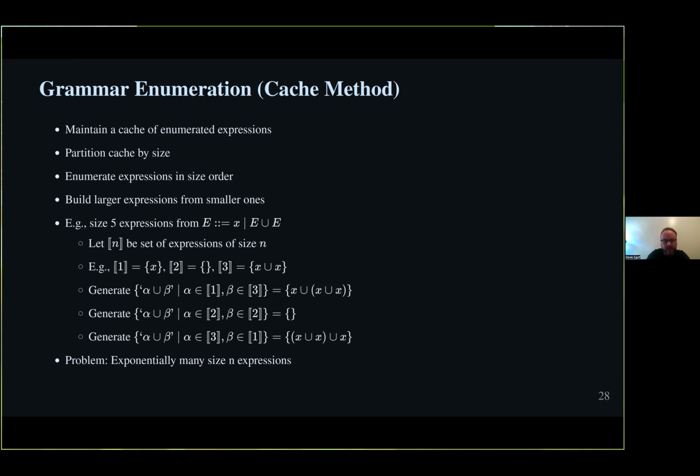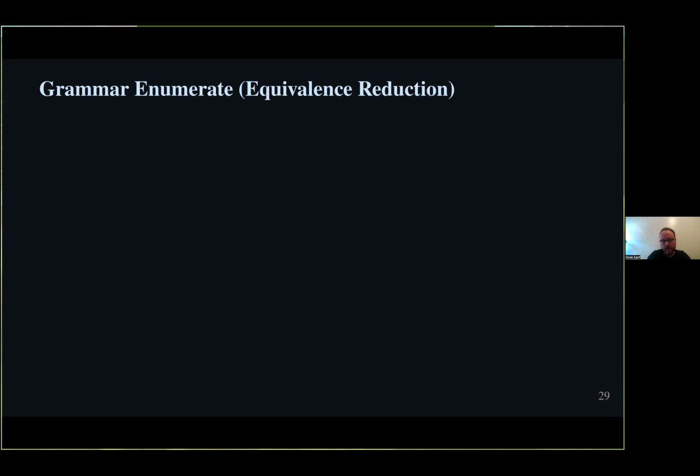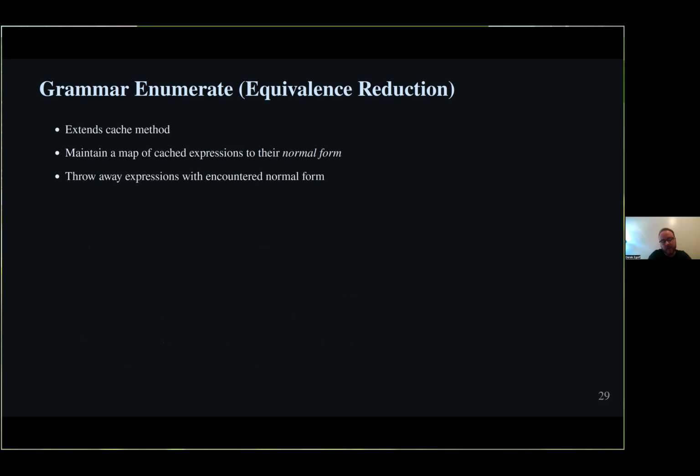Typically with grammars, the number of expressions of a given size grows exponentially. And so we're going to mitigate this by only caching semantically distinct expressions. This extends the cache method, but now in addition to maintaining a cache, we're also going to maintain a map of cached expressions to their normal form. If we generate an expression and we've encountered its normal form before, we're just going to throw it away. We're not going to add it to the cache. We're not going to enumerate it.